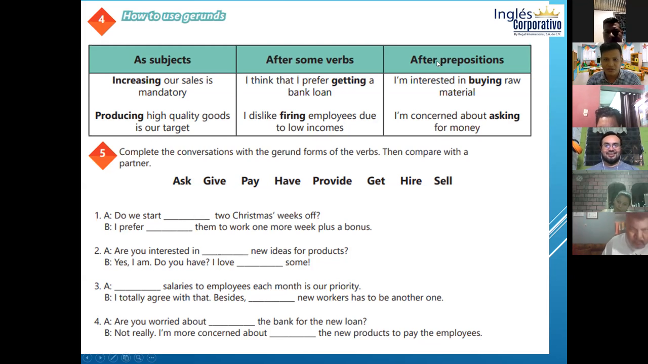Okay, we're going to continue with this. After a preposition. Después de una preposición, también vamos a utilizar ing. I know this is kind of boring. I feel like that, but we have to learn, right?